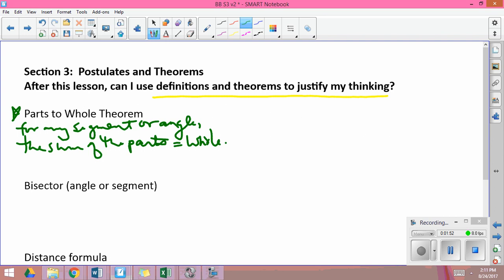So I'm going to show you some pictures. If I had a segment like this, we'll say A, B, and C. Parts to whole says AB, little piece AB, plus piece BC, non-overlapping pieces, has to be equal to AC. Really take a minute and think about that. That this piece plus this piece has to be the whole thing. And that should feel super, super comfortable. That makes sense. Totally logical. You have a big thing, you cut it into two pieces, the two pieces still have to equal the big thing. Same thing works for angles.